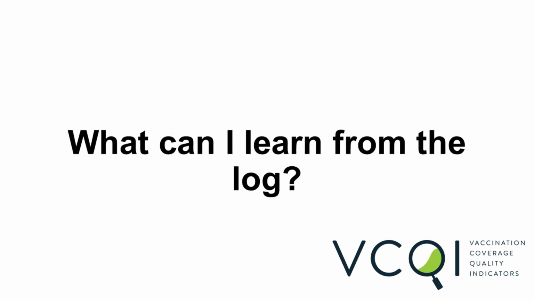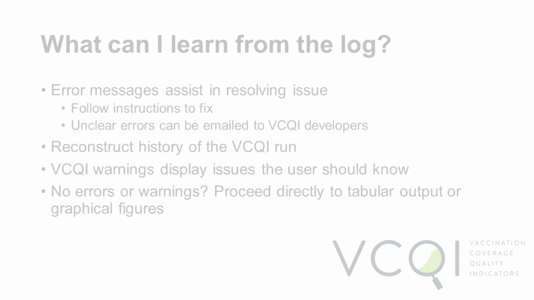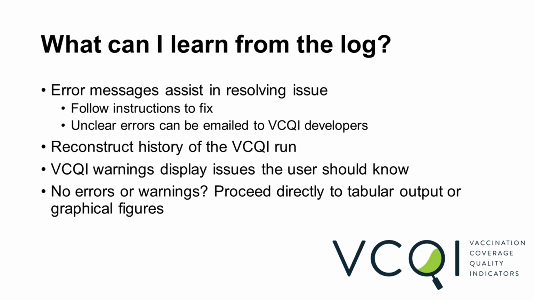So now that I've had a successful Wiki run, or maybe a not successful Wiki run, what can I learn from the log? Well, if Wiki traps one or more errors and writes error messages in the log, the Wiki developers hope that these messages will be clear enough to help you solve the problem. Follow the instructions that are present in these error messages. If you encounter an error message that is not clear, please feel free to email the Wiki developers for help and to give feedback on how the message might be more helpful in the future.